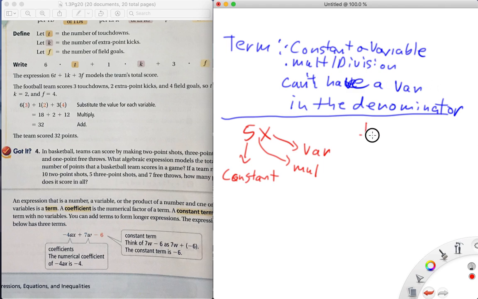I can also have 1/5 x. And when I think about division, what I'm really thinking about is fractions. So I need to be more specific about that. So I have 1/5 x. I could have x over 5, where 1/5 is my constant, x is my variable, and I'm still multiplying. I'm multiplying the fraction. You could also say that I'm dividing by 5.